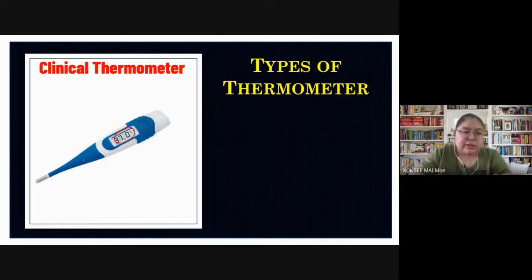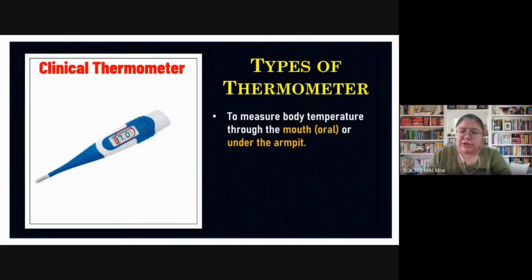So this one is a nozzle. Normally they put it inside your mouth, or sometimes under the armpit. Then after a while, they will show you the reading of your body temperature. So from here, we need to know the function: to measure body temperature through the mouth, or you can say under the armpit.